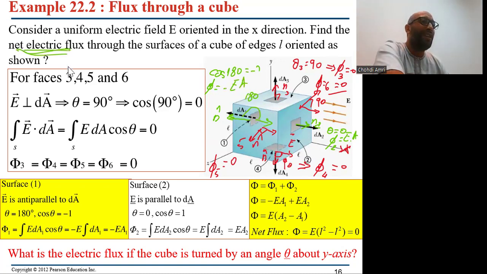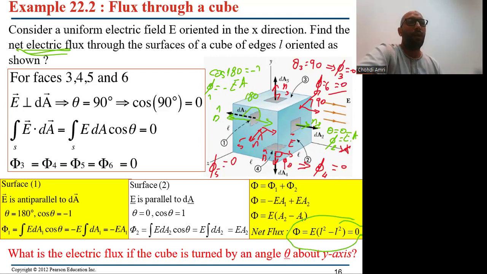He's asking about the net electric flux. The net electric flux is the sum of all these fluxes. We have only 2 fluxes different from 0, phi 1 and phi 2, but they have the same magnitude but opposite sign, so their sum will be 0. So what is the electric flux through this cube? The net electric flux through the surfaces of the cube is 0. Is that okay? Good. Let's continue.